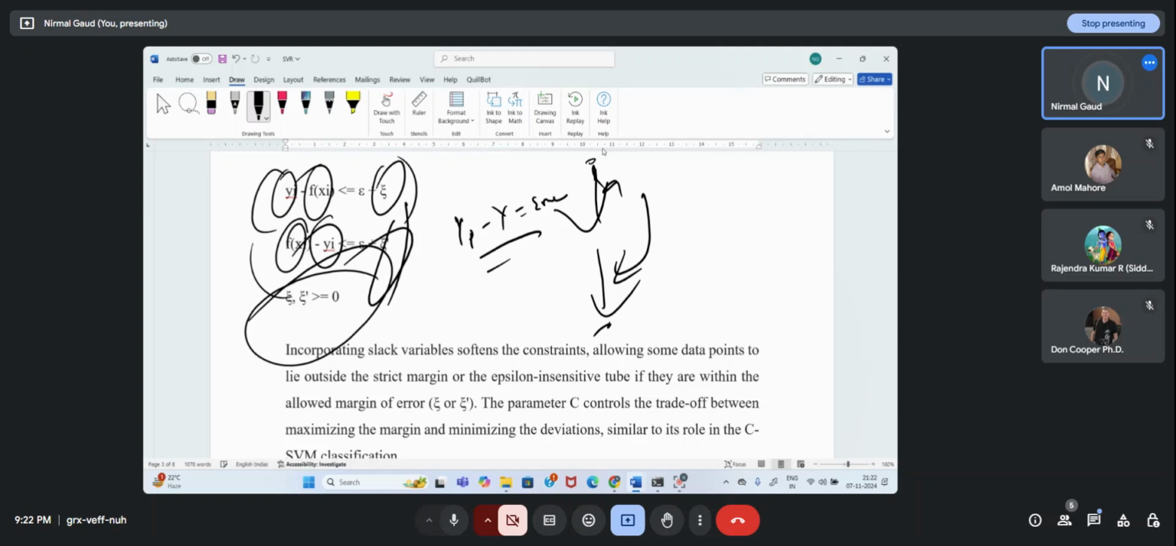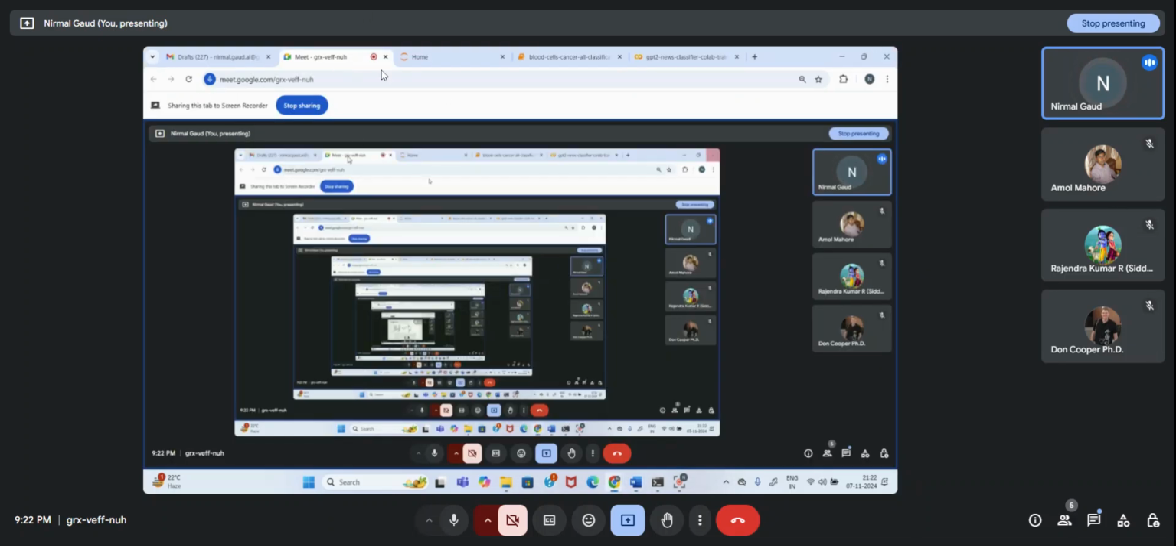I hope this makes sense. Did you understand the regression or not? I started with this concept. Just please tell me. Okay, sir was present from the starting. Okay, all right.